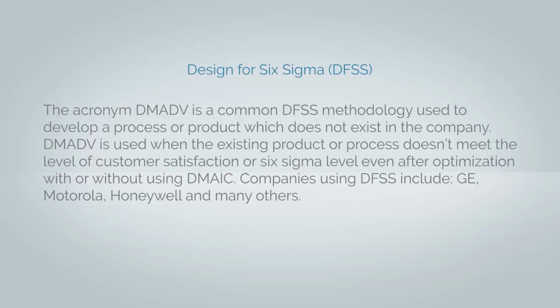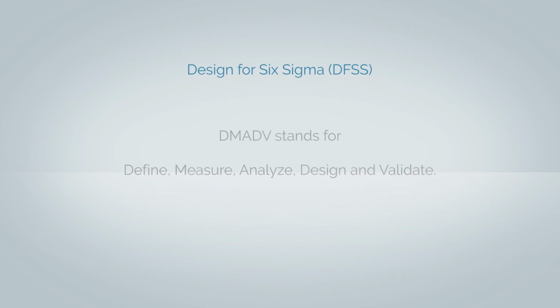The acronym DMADV is a common DFSS methodology, used to develop a process or product, which does not exist in the company. DMADV is used when the existing product or process doesn't meet the level of customer satisfaction, or Six Sigma level even after optimization with or without using DMAIC. Companies using DFSS include GE, Motorola, Honeywell and many others.